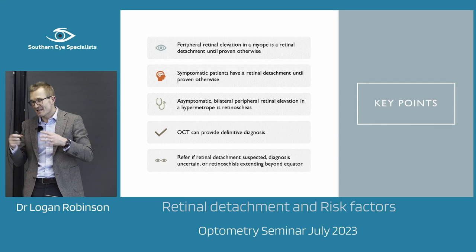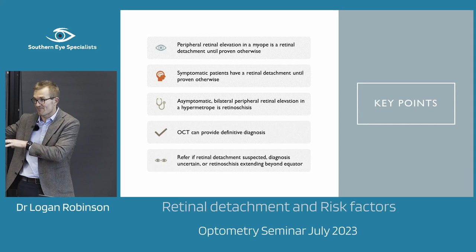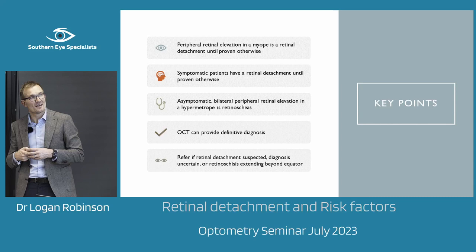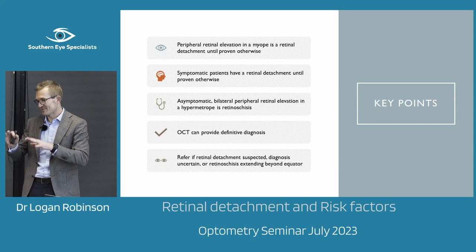And the best thing, I think, is if it's a myope and they've got something raised in the peripheral retina that looks like a detachment, it almost certainly is, and they should be referred. If they're hypermetropic, it's bilateral, and they're asymptomatic, it almost certainly isn't. It's going to be a schisis, and you're fine to watch those patients.